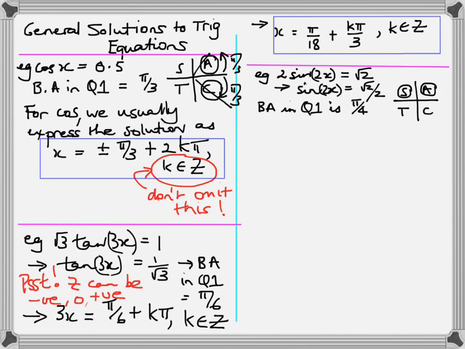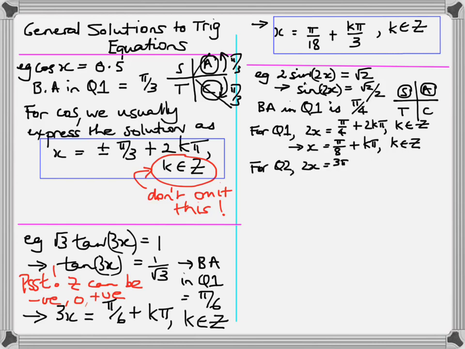Now what I do is I just have a separate expression for the quadrant 1 equivalence and the quadrant 2 equivalence. So for quadrant 1 we've got 2x equals pi on 4 plus any number of revolutions forwards or backwards from that, and dividing by 2, you get x is pi over 8 plus k pi, where k is an integer. Don't forget that k equals an integer, because you're going to be wrong if you do.